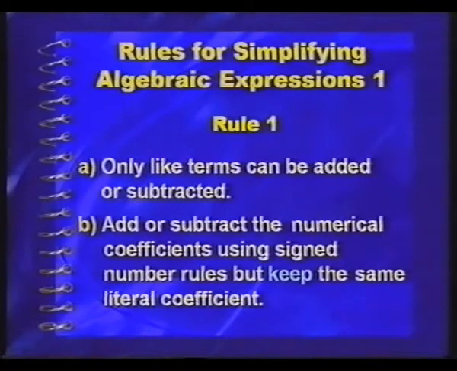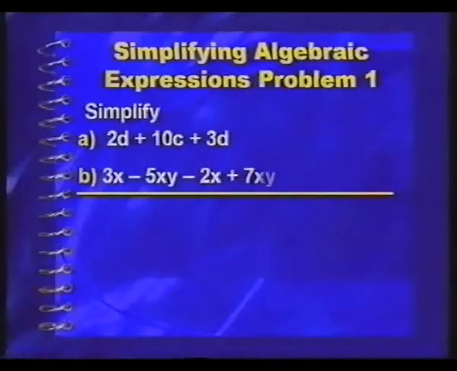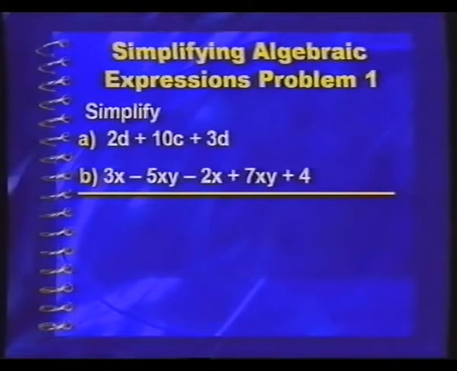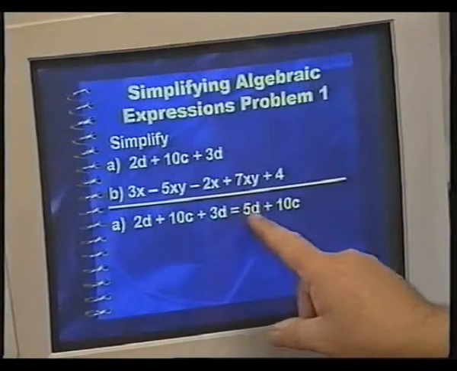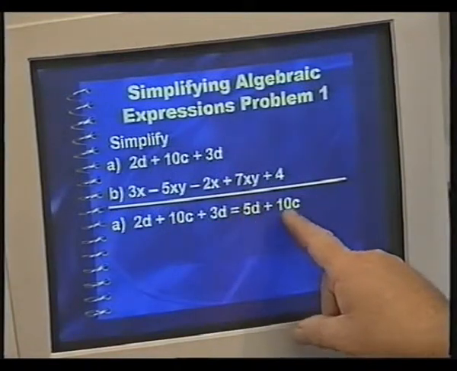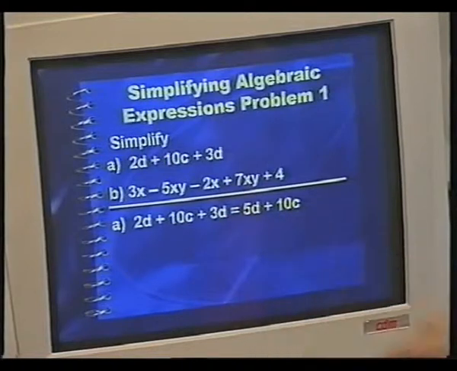Let's have a look at an example as usual. Easy example first and then a more difficult one. 2D plus 10C plus 3D equals, let's look at problem A. Well, we can of course add the 2D to the 3D to get 5D, but we can't do anything more and we leave that as 10C.